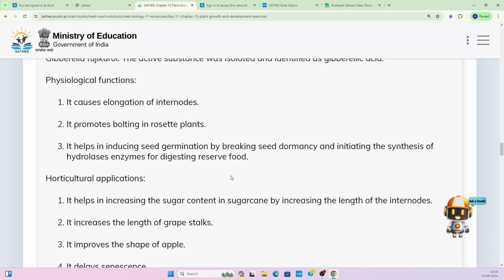phenomenon. It helps in inducing seed germination by breaking the seed dormancy and initiating the synthesis of hydrolytic enzymes for digesting the reserve food material. Okay, so it helps in inducing the seed germination also.